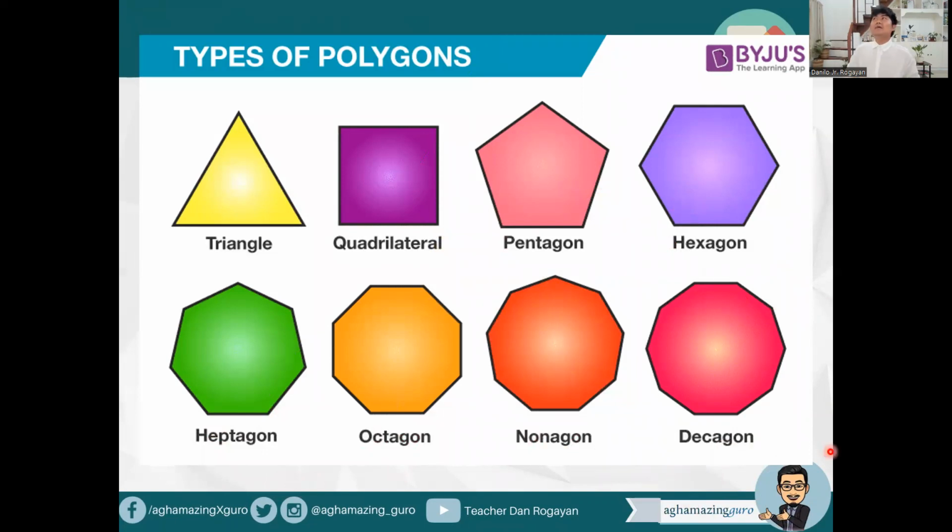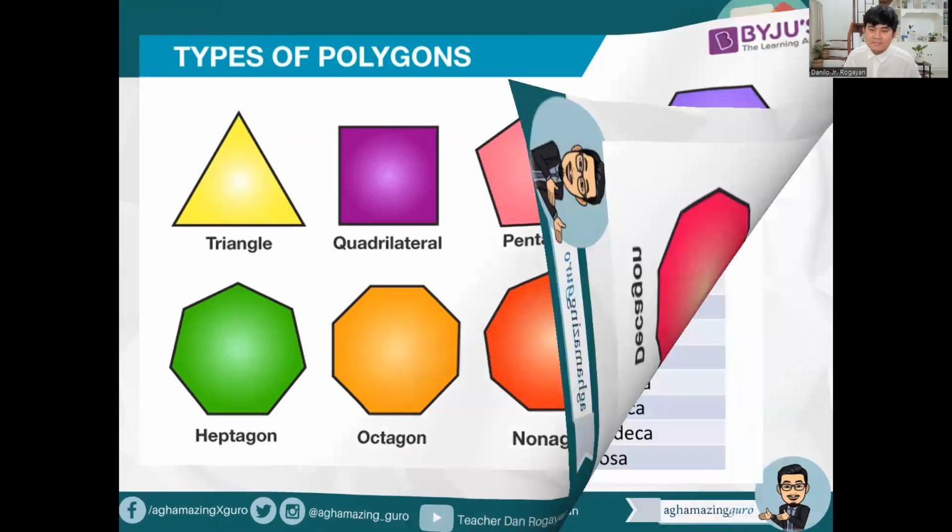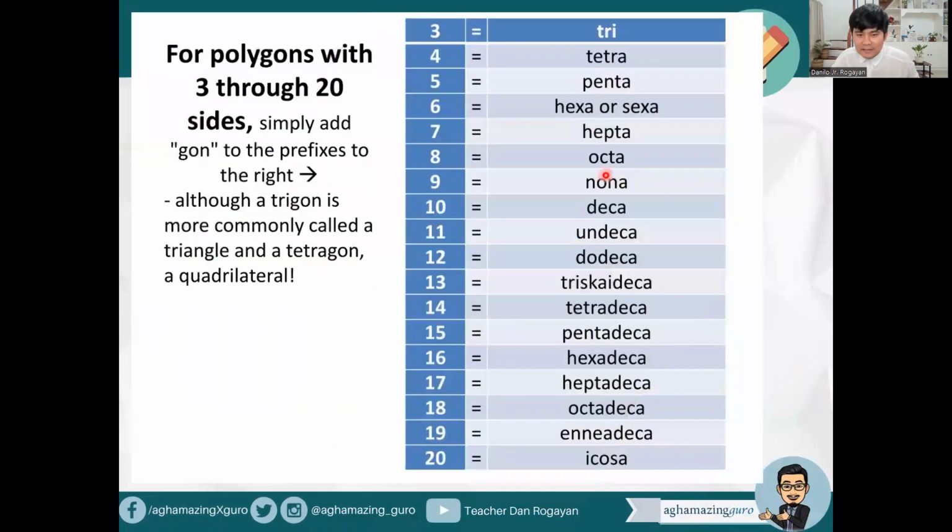Paano pag tinanong naman tayo ng 11? How do you call 11? That is undecagon. So 11 sides, undecagon. 12 sides, dodecagon. 13 sides, triskaidekagon. 14 sides, tetradecagon. 15 sides, pentadecagon. 16, hexadecagon. 17, heptadecagon. So inuulit lang natin yung mga ano, di ba?